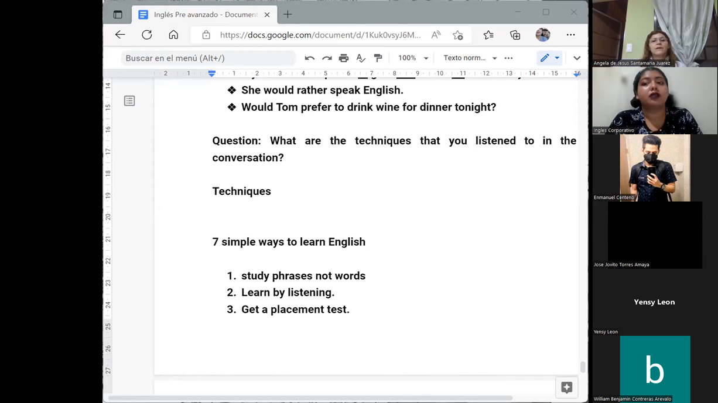Listening to English music is very good, because I was saying that you're going to enjoy the music, and also you are going to learn something from that activity.